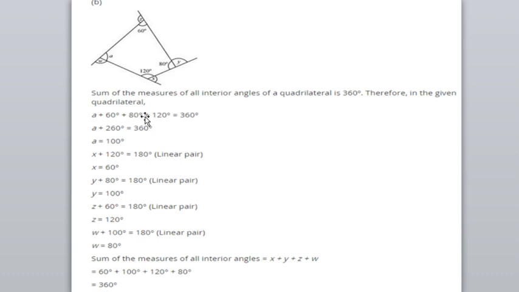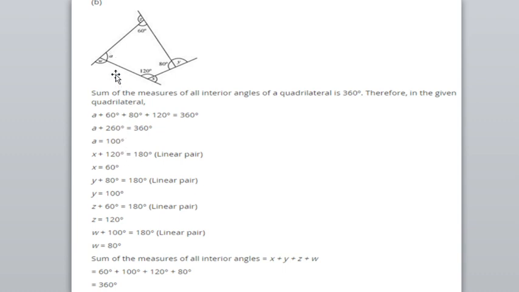So 60 plus 80 plus 120 is 260 degree. Then A plus 260 degree equals 360 degree. Transfer this 260 to the other side, that is A equals 100 degree. So here we got the value of angle A as 100 degree.